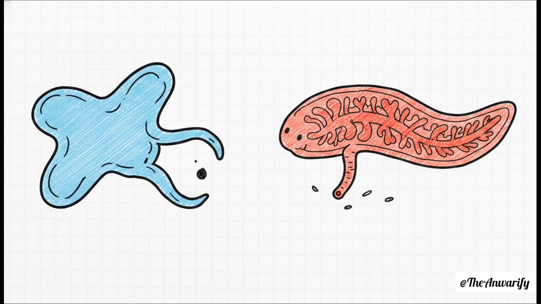What's cool is that planaria actually starts with extracellular digestion in the intestine cavity, and then the cells lining that intestine engulf the smaller particles to finish the job intracellularly. It's a fascinating hybrid system.